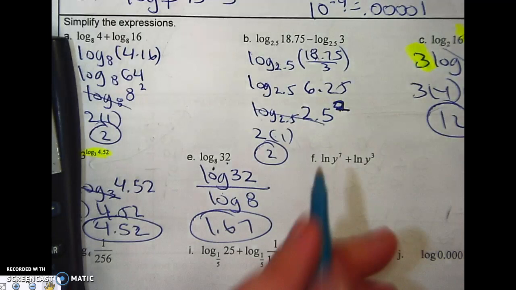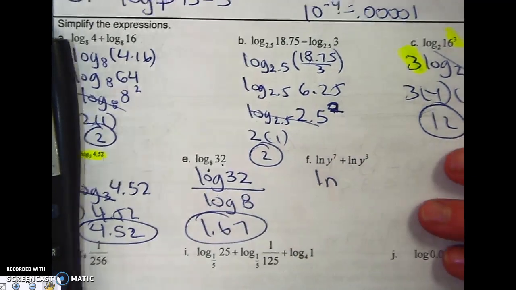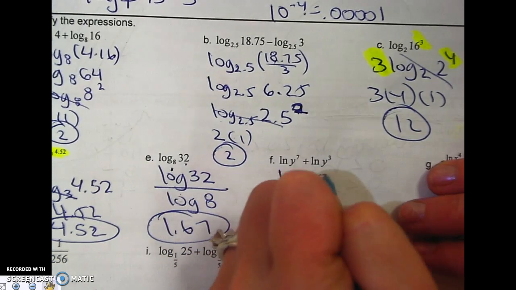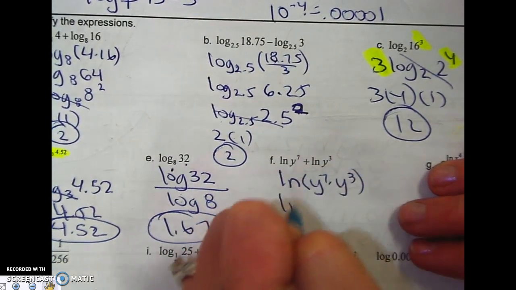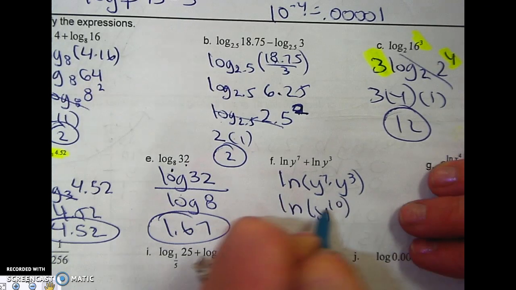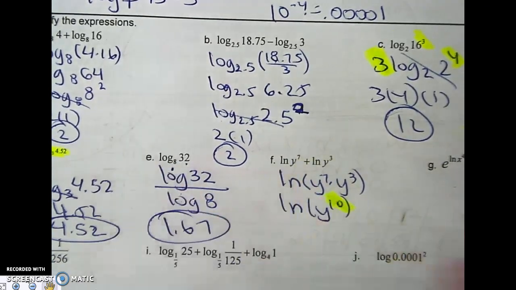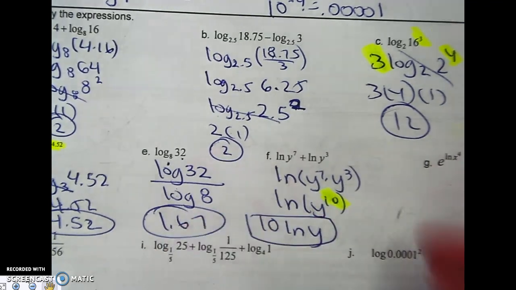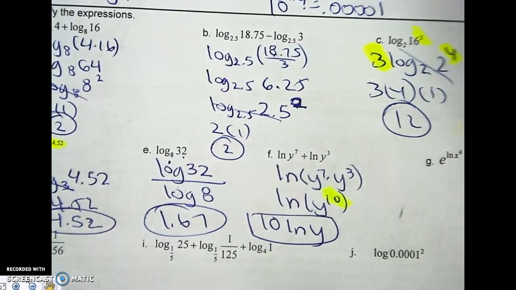Okay? For natural logs, same thing as regular logs. When I'm going to be multiplying this, but when I multiply, it really means I add. But then my little turns big. 10 natural log of y. Let's go to the next one.